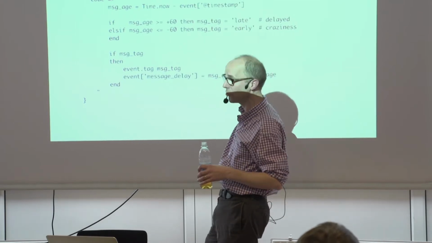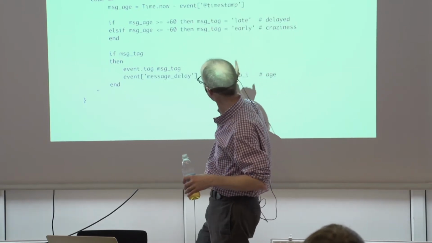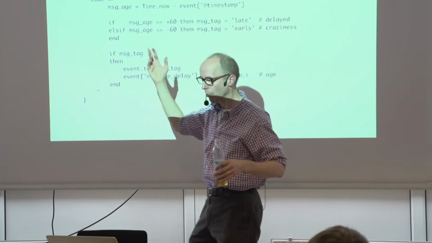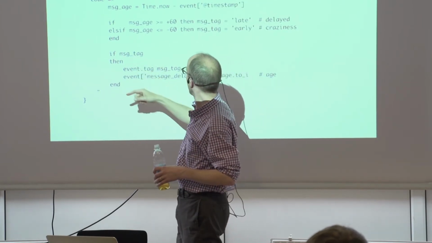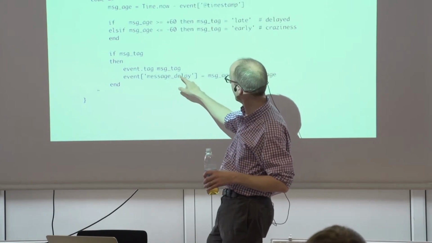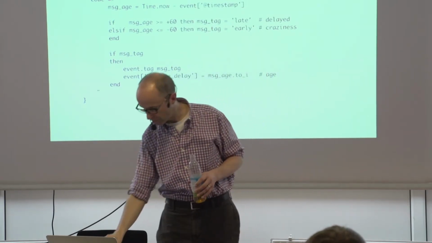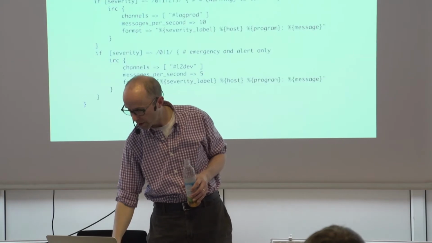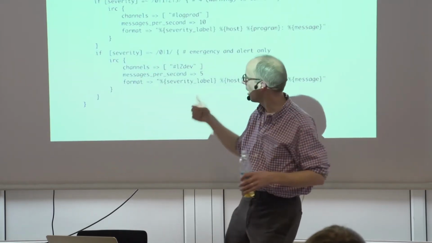If it's 60 seconds in the future, then we go, hey, that's strange. Tag it as early, usually clock problems, whatever. And if it's got one of those tags, then we tag the event, and we also record the age in the message. We add a field. So now we can do sensible IRC streaming.